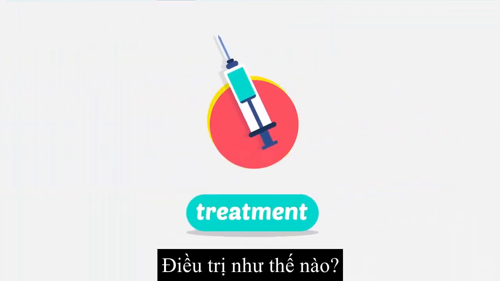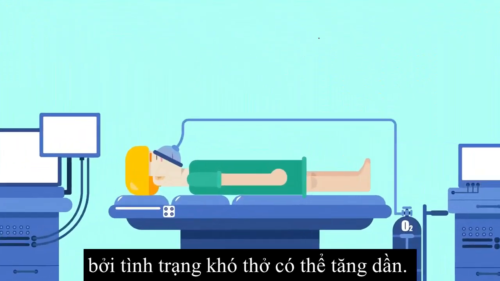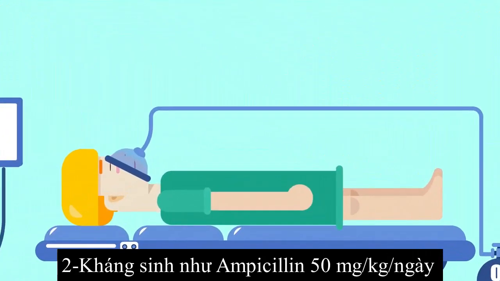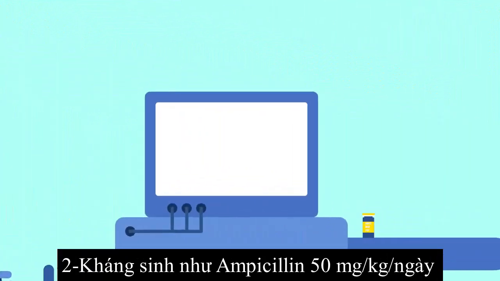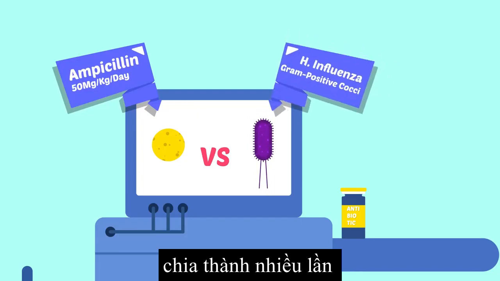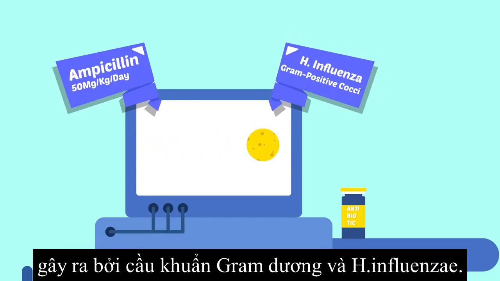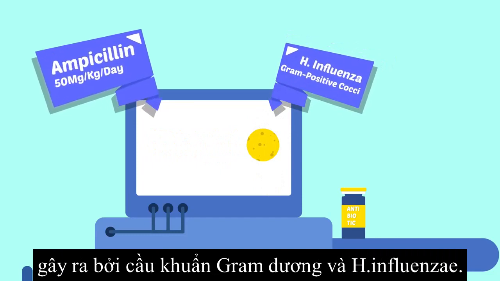What is the treatment? 1. Hospitalization is often essential because of the increasing difficulty in breathing. 2. Antibiotics like ampicillin, 50 milligrams per kilogram a day, in divided doses is effective against secondary infections due to gram-positive cocci and H. influenzae.